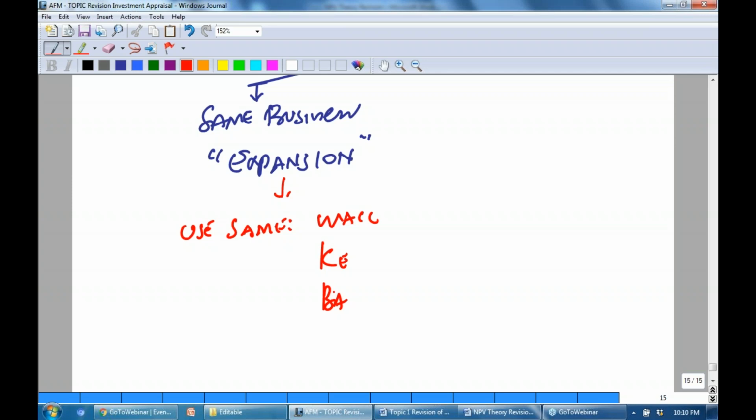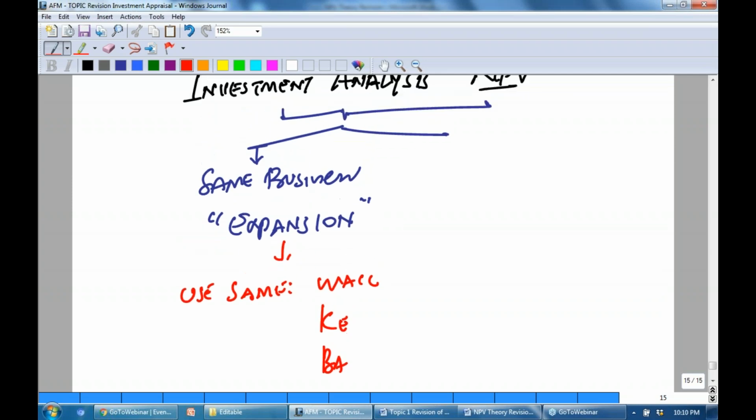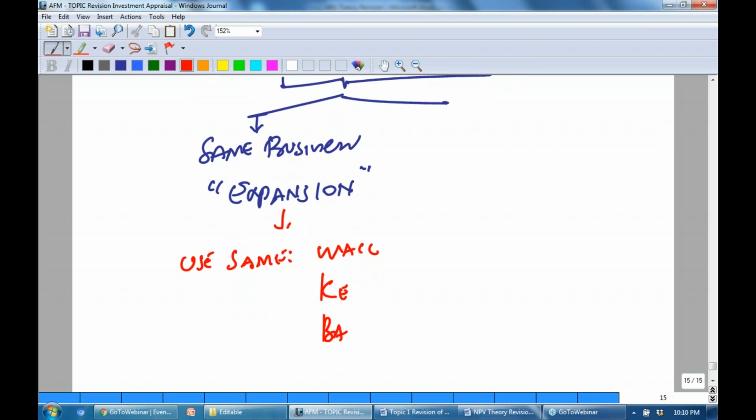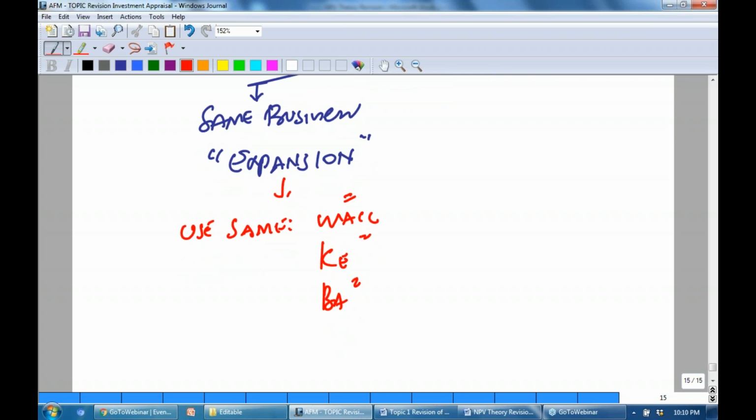For example, you are a bank and you have 100 branches. You wanted to expand the bank with 20 branches, but you need money and you are going to analyze the investment. What if 20 branches add on? That's expansion. So about the analysis of 20 branches add on investment appraisal, you can use the same WACC, same KE, same beta asset, because there is no change in the systematic risk.